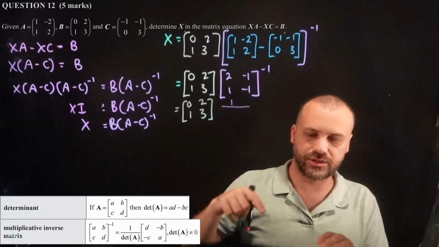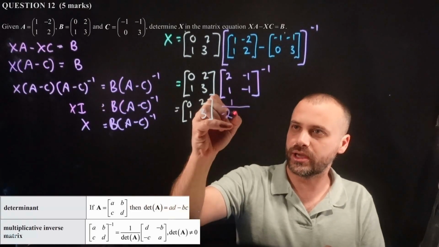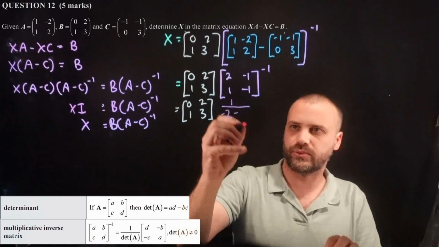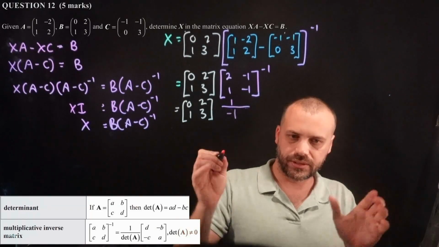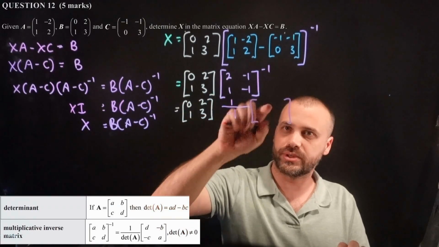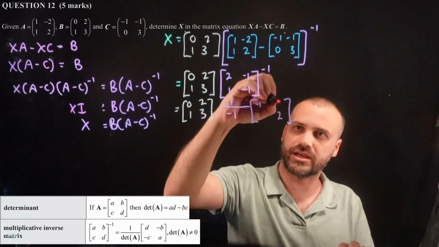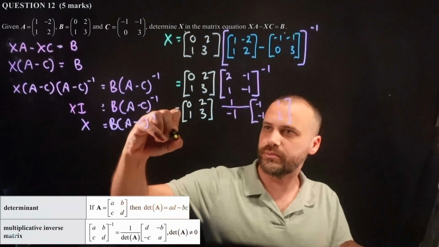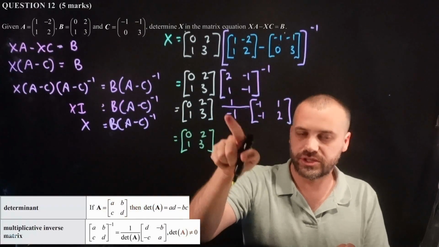A times D, so 2 times negative 1 is negative 2. And minus 1 times negative 1, which is negative 1, but we're doing minus negative 1. Right. So that's negative 2 plus 1, which is negative 1. So 1 over negative 1, I'll deal with that in a second. And then we have to do this swap. So this one moves to here, the negative 1 moves up here, and this one changes signs. So negative 1 becomes positive 1, and 1 becomes negative 1. All right, so from here, I have 0, 2, 1, 3. This is just negative 1.